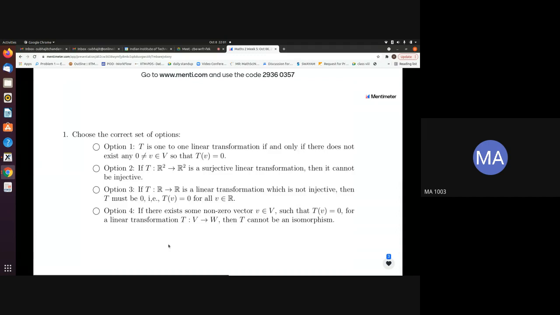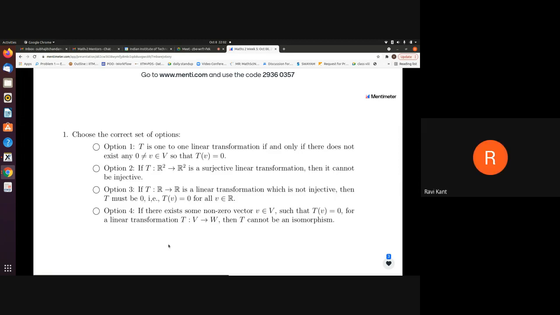Okay. What about option 4? If there exists some non-zero vector v such that T v equals 0 for a linear transformation, then T cannot be isomorphic. It is true, right? True from option 1 only. For a non-zero vector v, T v is 0 means nullity is not 0, right? So T is not 1 to 1. So T cannot be isomorphic. Correct? So only from 1 it follows. Okay, great.